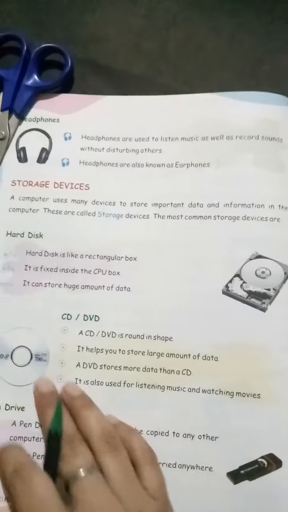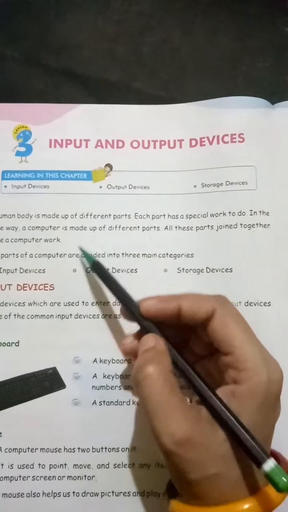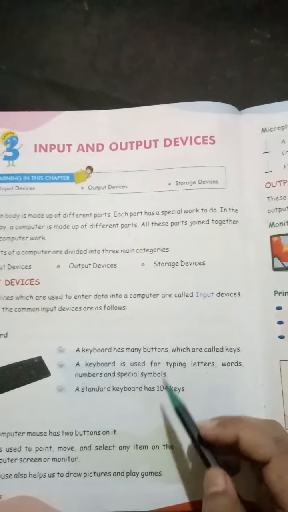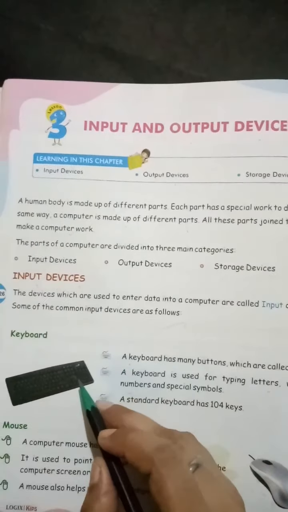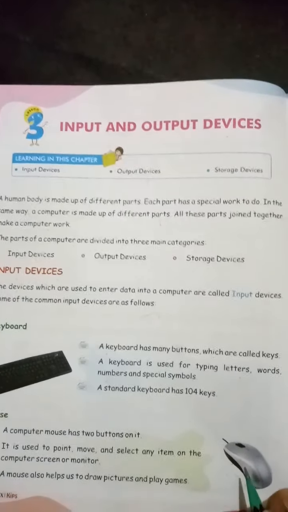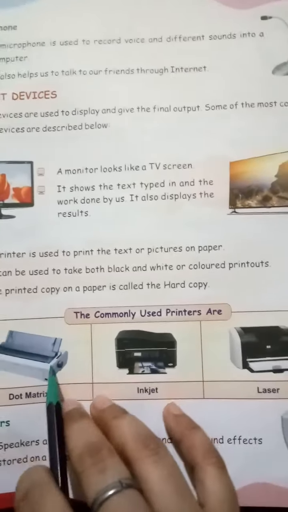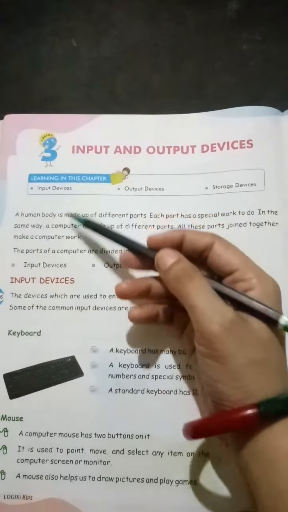So this was the chapter about input and output devices. Here you have learnt input devices, output devices, and storage devices. These are the things, students, you have to revise. Please draw the picture of a keyboard, a mouse as input devices, and a monitor. Children, any one printer you have to draw, only one printer. So students, revise your chapter right from the beginning.